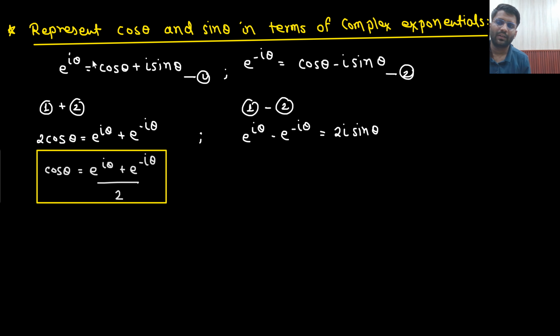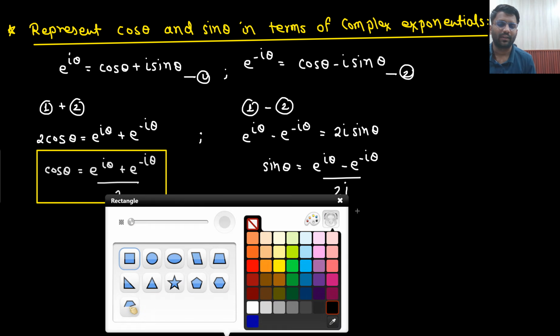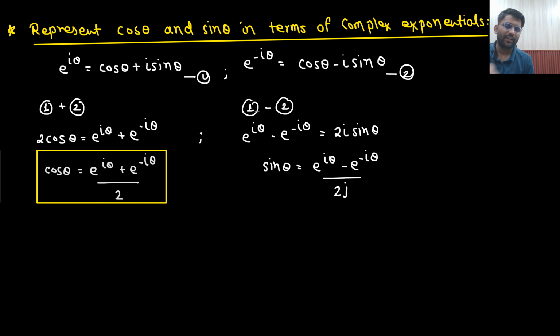Okay. e to the power iota theta minus e to the power minus iota theta is nothing but 2 iota sin theta. So what is the value of sin theta you are getting? The value of sin theta you are getting is e to the power iota theta minus e to the power minus iota theta divided by 2j or 2 iota, whatever you write down.